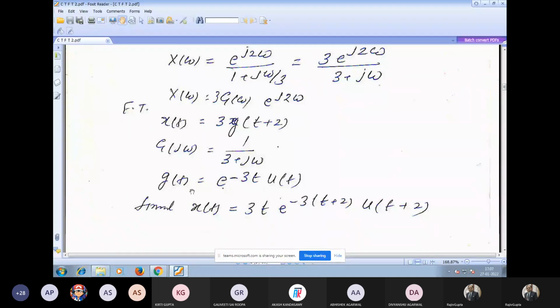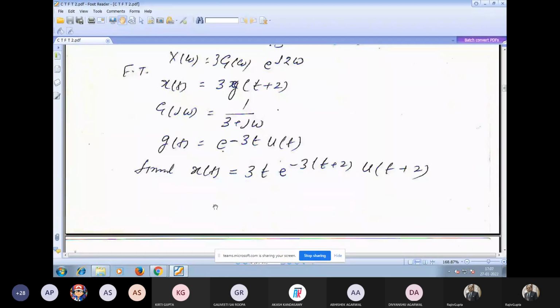And when you replace g(t) over here, your final answer will be 3t e to the power minus 3. Instead of t, I can put t plus 2 everywhere because of this e to the power j2 omega. So the final answer will be x(t) equals 3t e to the power minus 3(t plus 2) u(t plus 2). So this is basically the inverse Fourier transform of the given function.